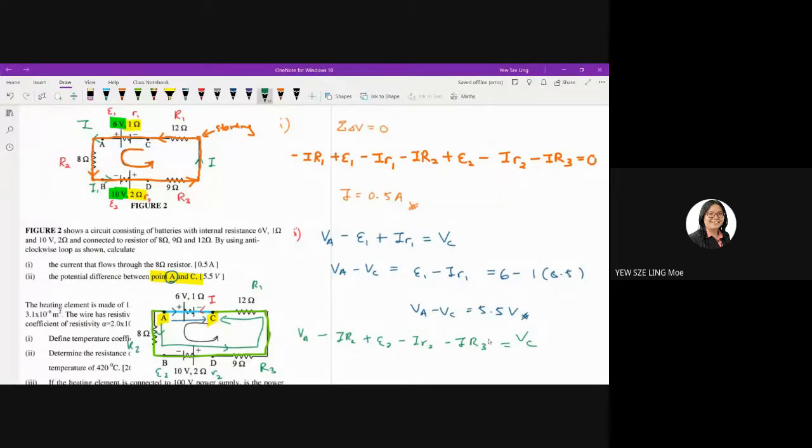You're starting from an initial position. It passes through the 8 ohm resistor, through the EMF2, through the internal resistance, passes through R3 and goes back to R1. Aha, I'm missing out R1 right here. I have one more, negative IR1 equals VC. You try and see whether you can get these equations or not. If you rearrange the equation, eventually you should obtain 5.5 volt as well, if you choose to use the green color path.